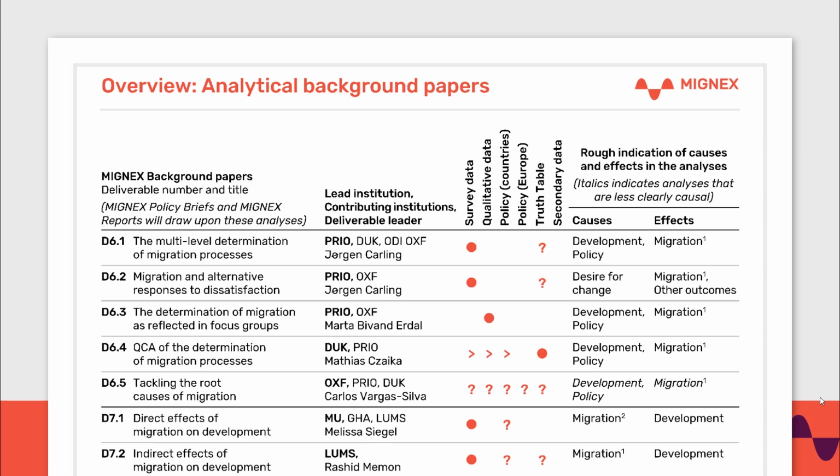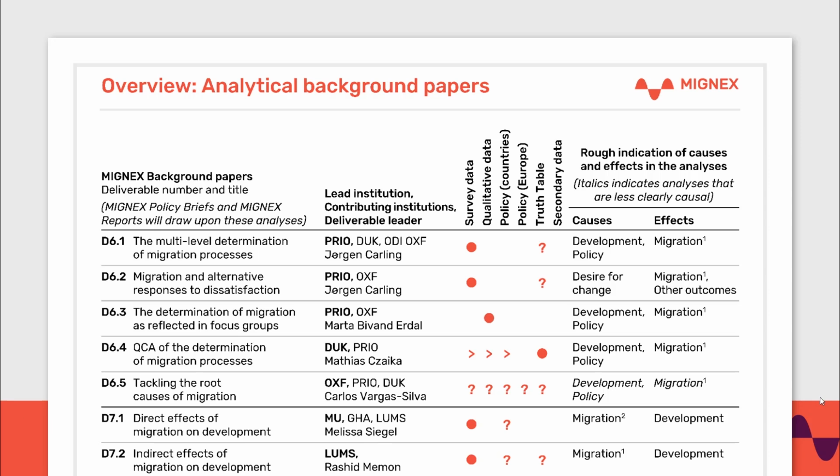So the big red dot shows what data we know we're going to use. And then I've inserted some question marks for the data that we might use. And the little angles that you see for deliverable 6.4, for instance, show that the survey data, qualitative data, and policy data all contribute indirectly to the truth table data. So all the red symbols are a way of thinking about which data will be used for which paper.